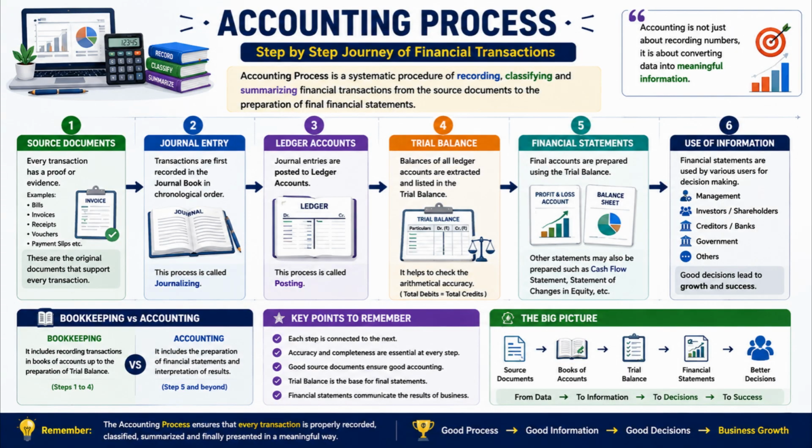Now, let us understand the accounting process. The accounting process follows a systematic sequence. Step 1. Source documents. Every transaction must have supporting evidence. Examples include bills, receipts, invoices, vouchers, payment slips. These documents are called source documents. Without source documents, accounting entries should not be recorded. Step 2. Journal entry. Using source documents, transactions are first recorded in the journal. This process is known as journalizing.